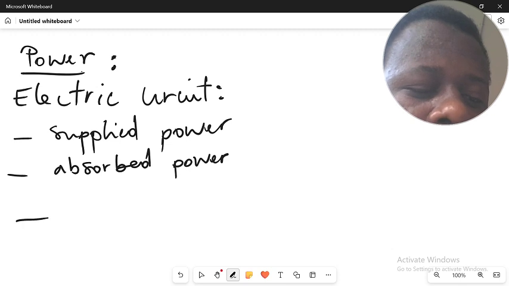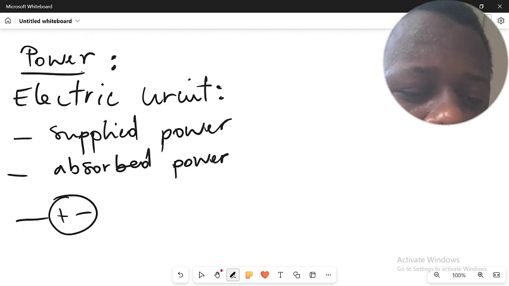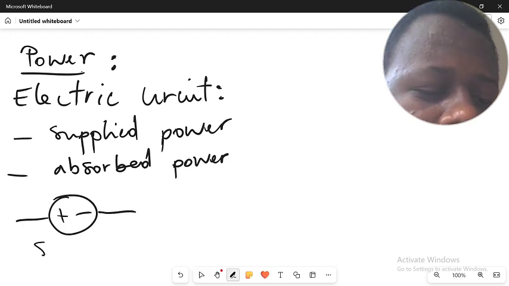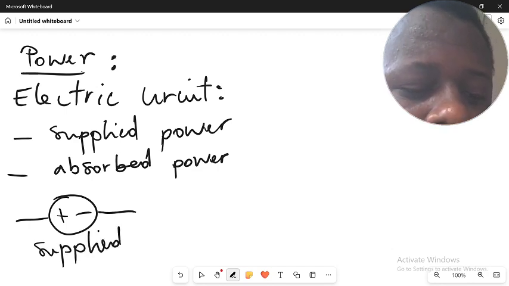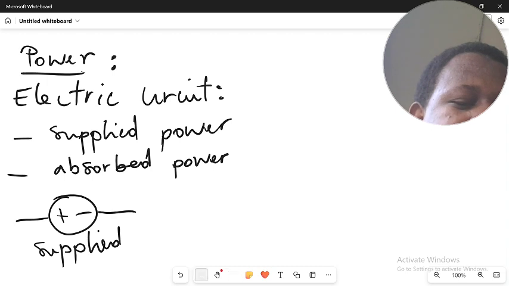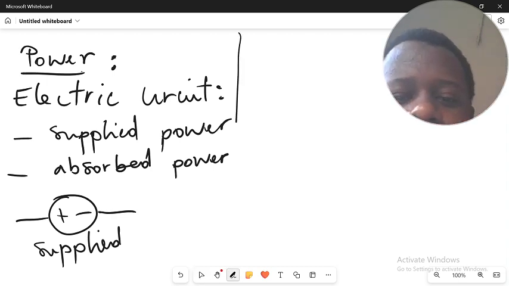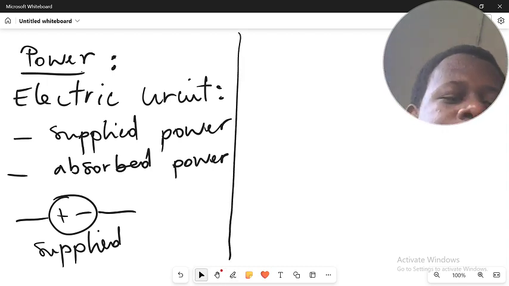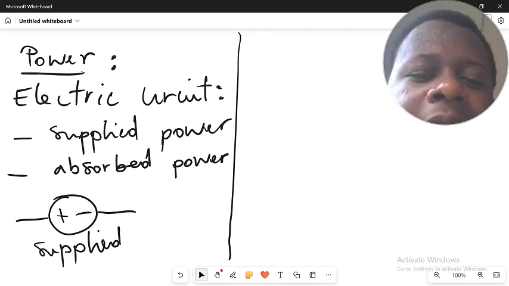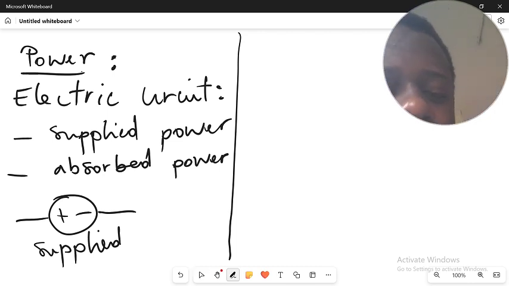Generally, the sources are supplying power. That's the most common case, but it is not compulsory. Sometimes they can consume. So now let's see how we can determine whether such components are consuming power, absorbing power, or supplying power.